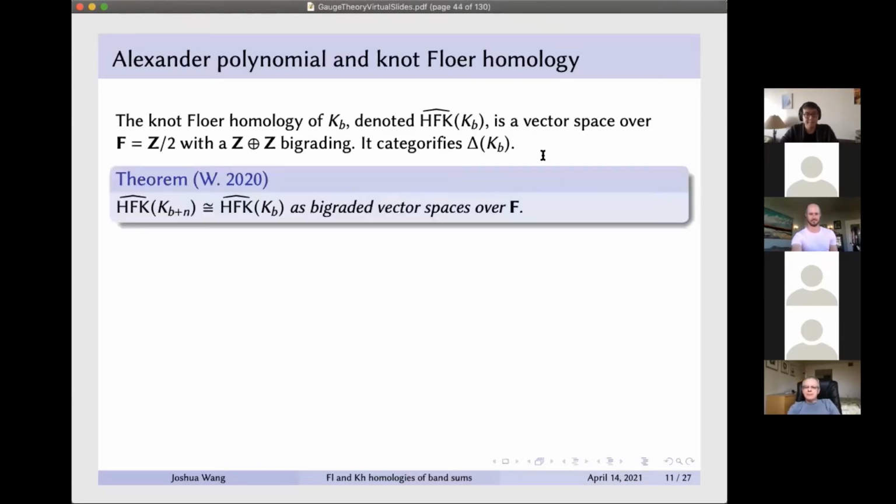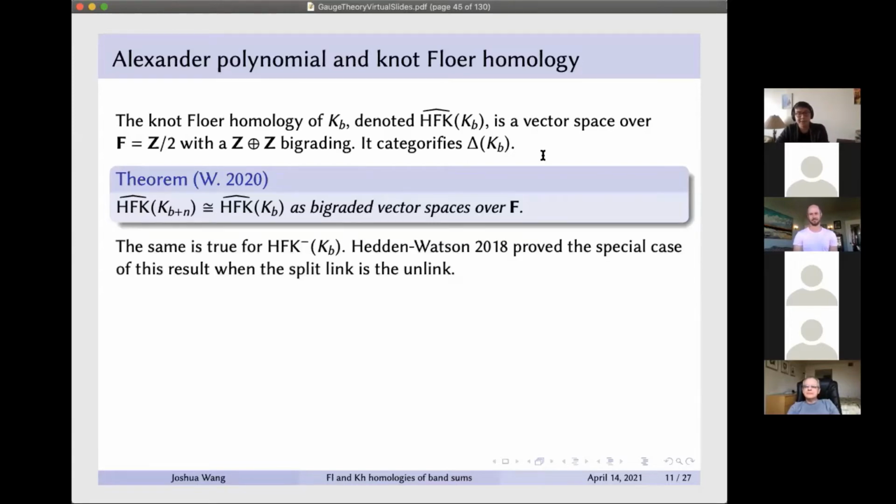All right. So what I can show is that the knots K_{B+N} in fact have the same knot Floer homology. If you add full twists to this band, the knot Floer homology doesn't change. So this categorifies the easy observation about the Alexander polynomial. I'll mention that the same is true for a stronger version of knot Floer homology called HFK minus. Hedden and Watson proved this result in the special case that the split link in the background is the unlink, so for band sums of two unknots.